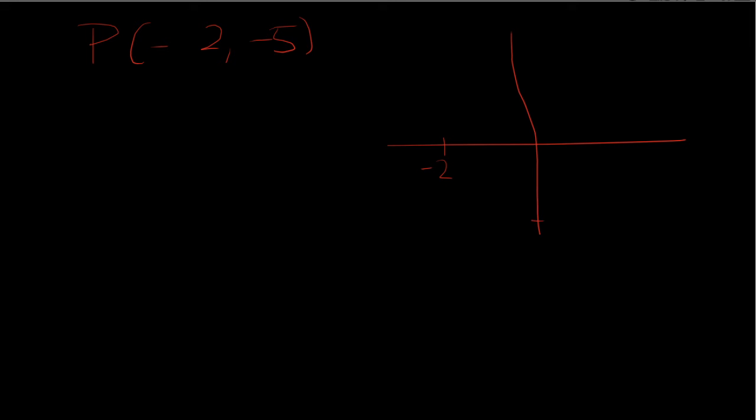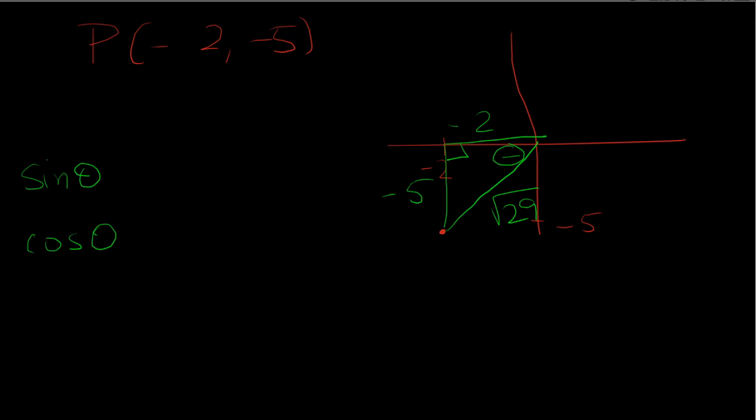Okay, next example, I have (-2, -5). So this one again will be in the third quadrant. Make a right triangle, connect it with the origin. So this is negative 2, negative 5, and the Pythagorean theorem says the hypotenuse is square root 29. This is my angle theta. So I need sine, cosine, tangent, and then cosecant, secant, cotangent.